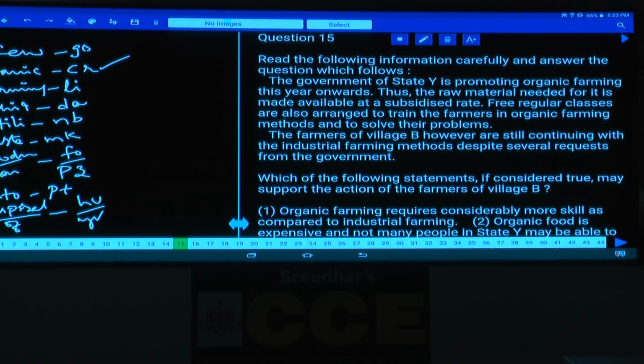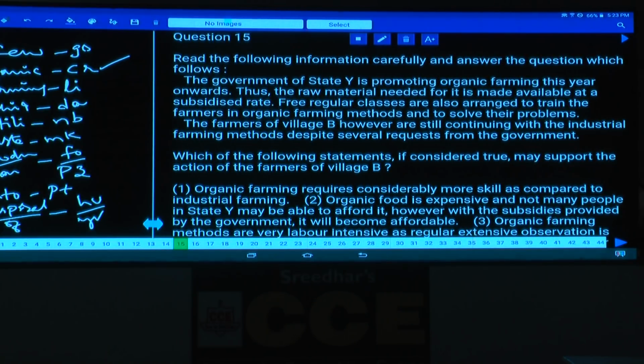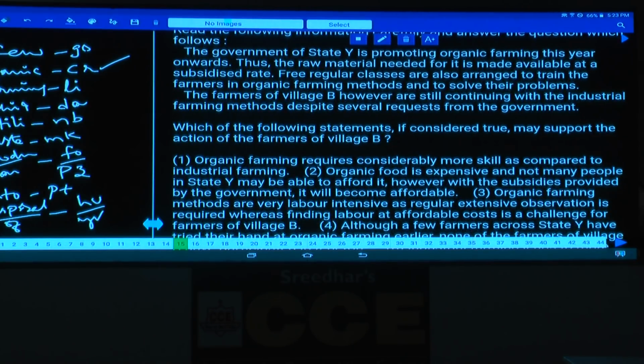Now in this question number 15 onwards, it is based on critical reasoning. The government of state Y is promoting organic farming. From this year onwards, the government has decided to promote organic farming.